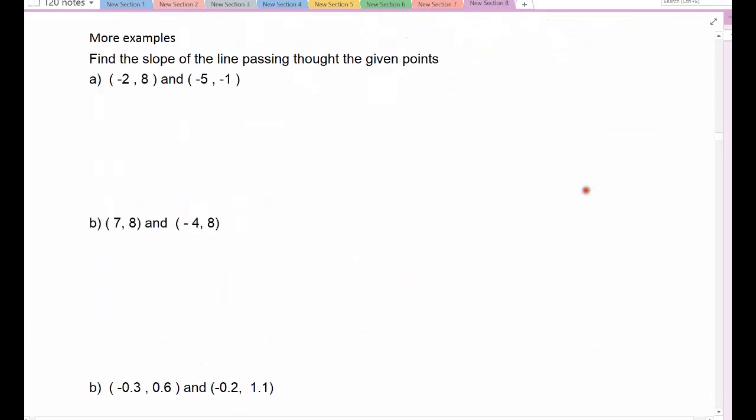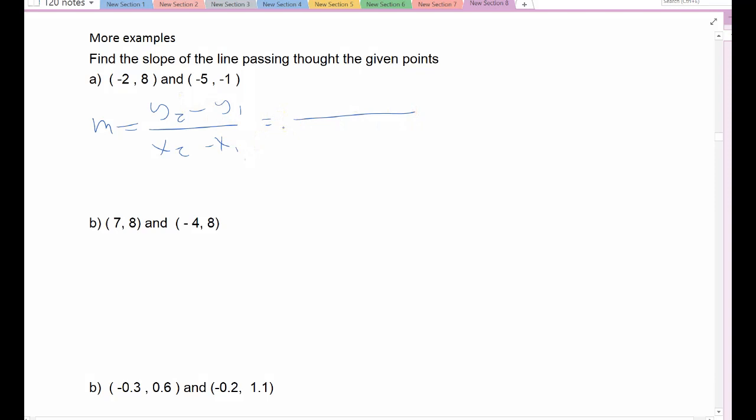Alright, now we're just going to practice. So we're just going to practice finding these by hand. And so the first one, again, I'm going to write it out. Change in y over change in x. You can decide which point you want to be point 1, point 2. It doesn't matter. You should get the same answer I do.